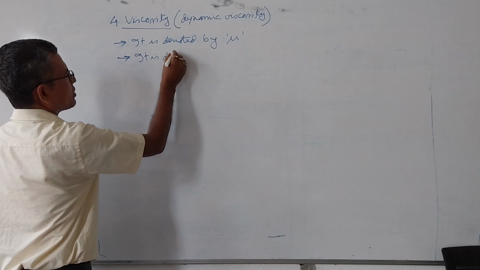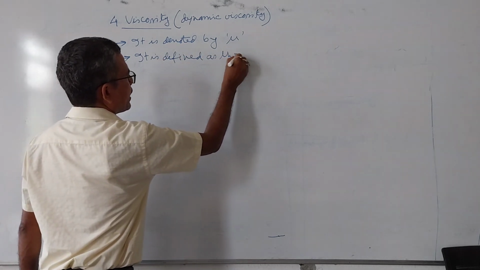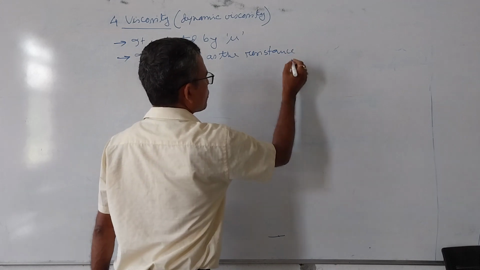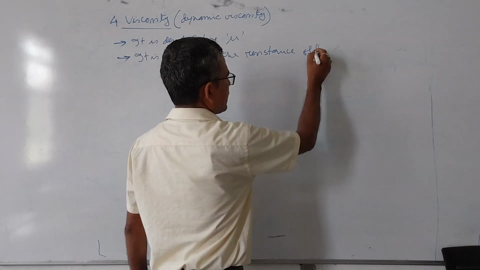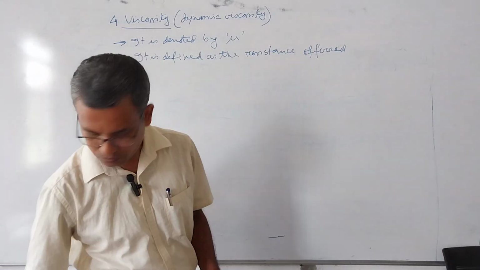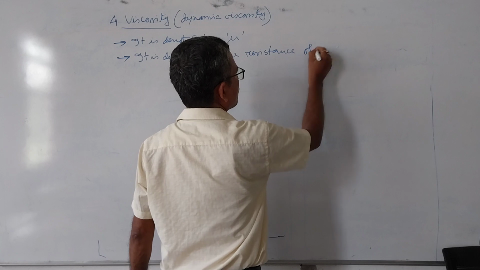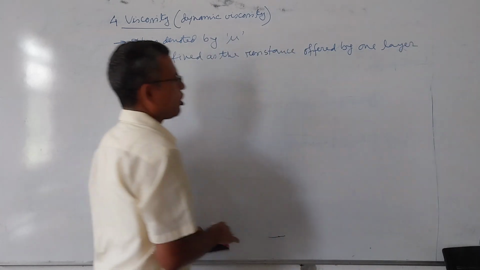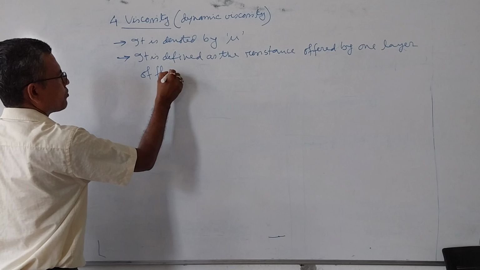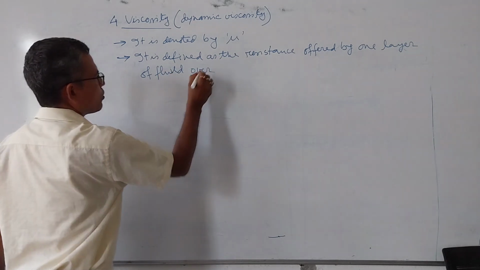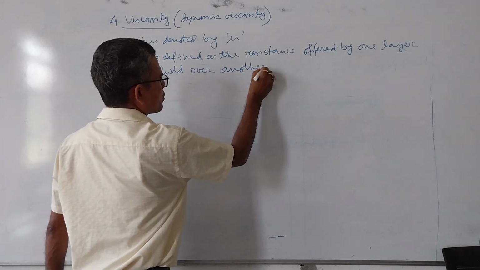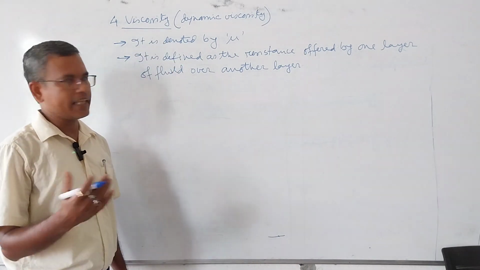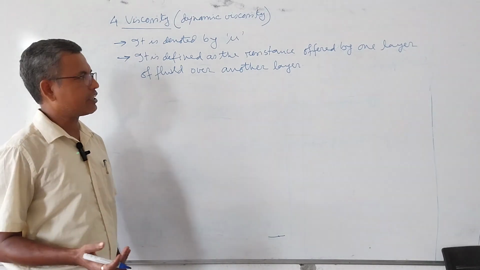Next, let me write down the definition of dynamic viscosity, or viscosity. It is defined as the resistance offered by one layer of fluid over another layer.